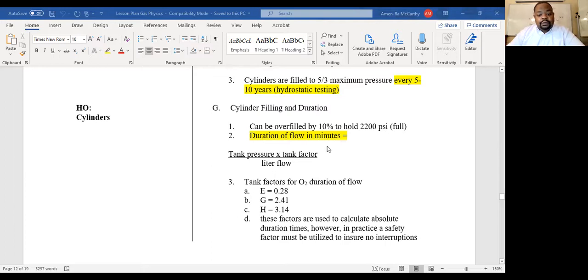The duration of flow, which is in minutes, is the tank pressure times the tank factor divided by the liter flow, okay? Tank pressure times tank factor divided by the liters per minute, right? Liter flow or LPM, which is liters per minute. The liters per minute, guys, are prescribed by the physician or the respiratory therapist if they have a protocol, right? Whatever liters we put them on is how much oxygen they need.